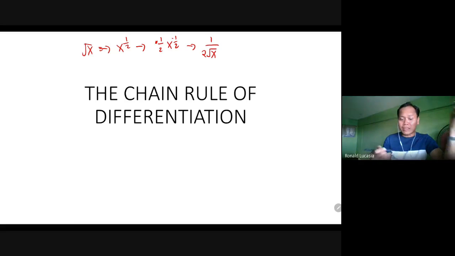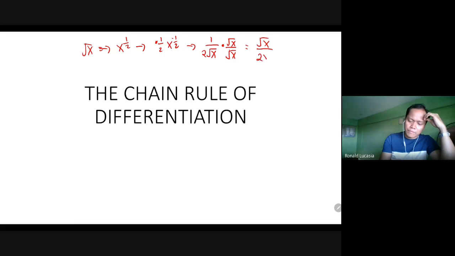Since meron siyang radical sign sa denominator, you have to rationalize that. That's equal to the square root of x over 2x. Okay? We can also differentiate x cubed plus 1, that is equal to 3x squared.